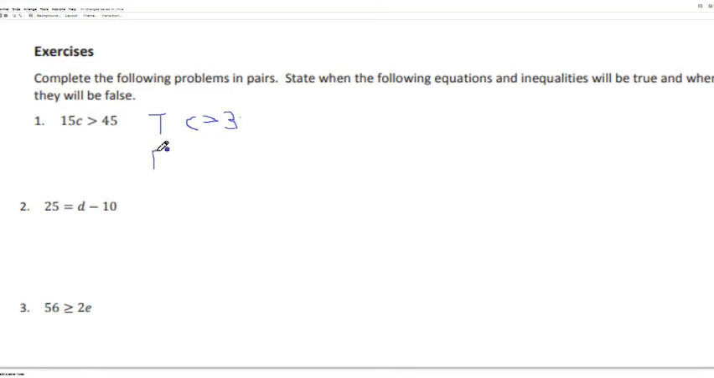And for the false would be the opposite. C is less than, sorry, or equal to 3. As you can see, 15 times 3 is equal to 45. So therefore, C has to be anything greater than 3. Same thing for the next one. For the true, D would have to be equal to, what was that, 35?